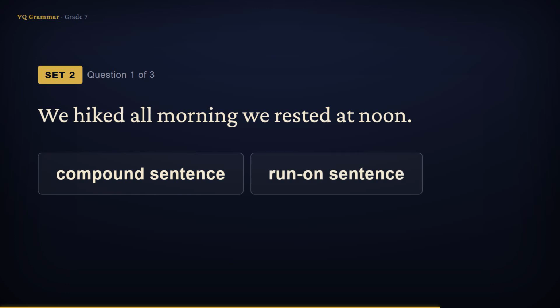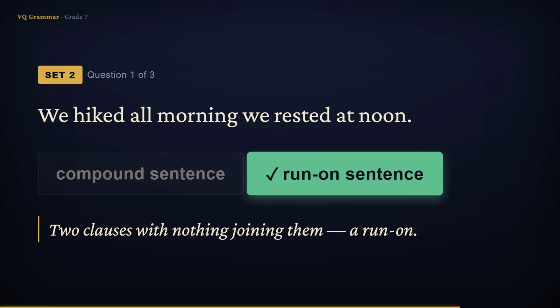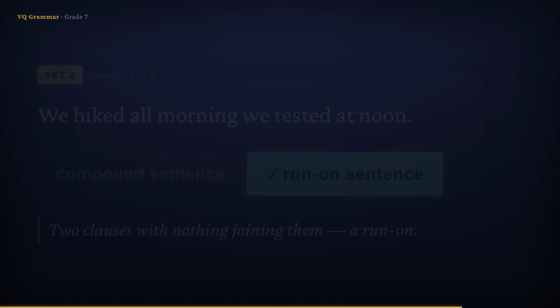We hiked all morning we rested at noon. Listen to how it slams two ideas together. We hiked all morning is one clause. We rested at noon is another. And there's no comma and conjunction, and no semicolon between them. That makes it a run-on. So the answer is run-on sentence.